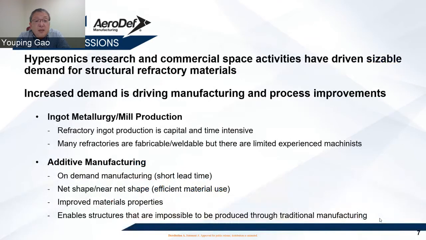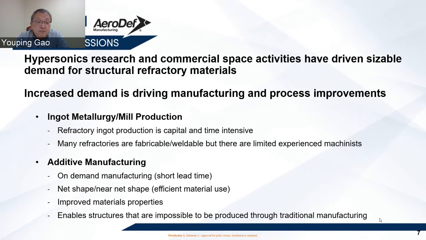The reason we picked this is that the demand for hypersonic research and commercial space activities has driven sizable demand for structural refractory materials. With the increasing demand, the traditional ingot metallurgical process to produce refractory metals has a hard time keeping up. Typically you have to wait 9 months to get the materials certified and produced, and then you start to fabricate. So you're talking about lead times between 9 to 12 months.